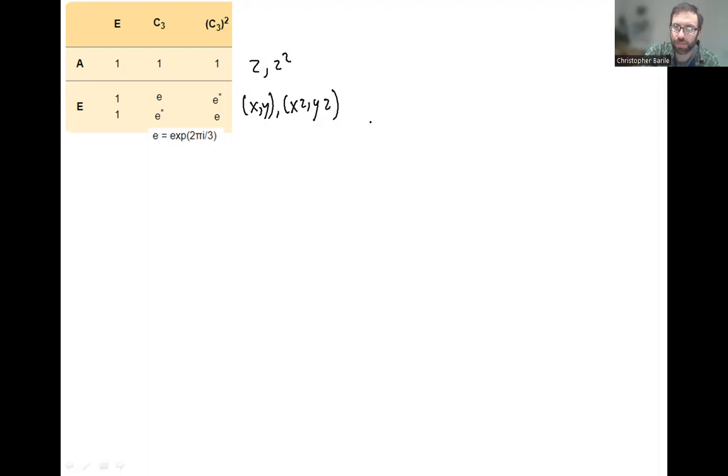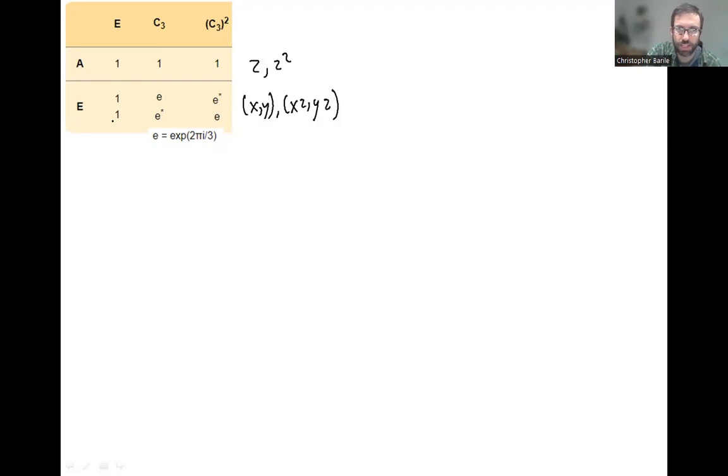But what about x squared minus y squared and xy? Do those transform together? Do they transform as A or E? Those are our other two functions for the five d orbitals, right? We have z squared, xz and yz, x squared minus y squared, and xy. So we have to remind ourselves how these transform.